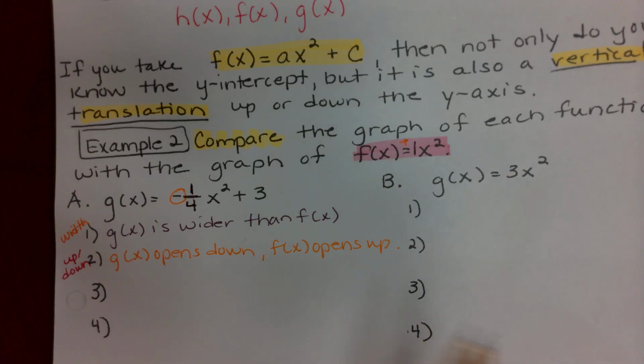Okay, if they both were negative, you just say g of x and f of x both open down, and if they're both positive, you say g of x and f of x both open up. That's it.